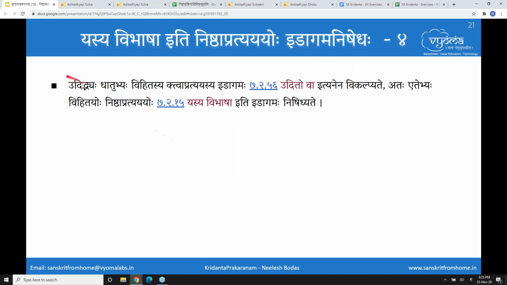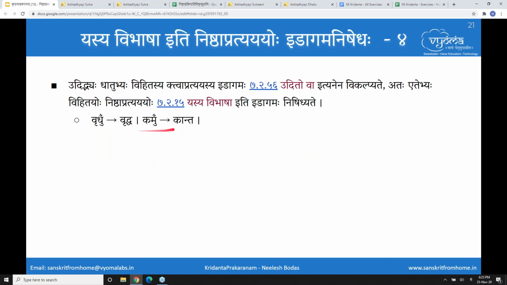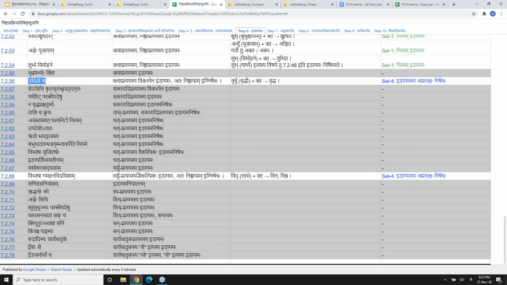So that's the next udit dhatu asti chet san pratyasya idagama twa pratyasya idagama nishidyate atah tatra twa pratyasya idagama vikalpyate atah nishtha pratyaya idagama nishidyate. The last sutram is vibhasha gamahanv visham. This is a sutra where vasu pratyaya, we will study this pratyaya. It's there right in this particular section towards the end. Bhutadhikara. This section means we are studying Bhutadhikara of Kridanta Prakranam, sheet number 4.